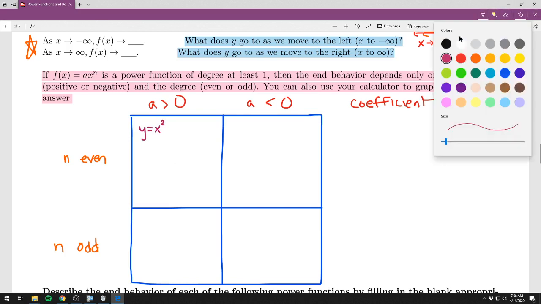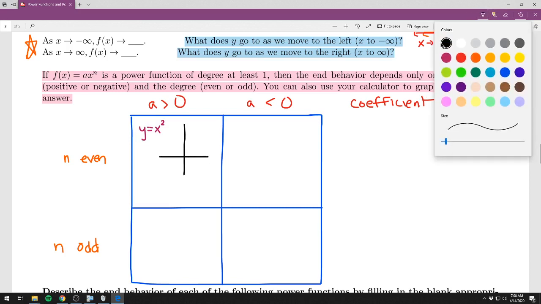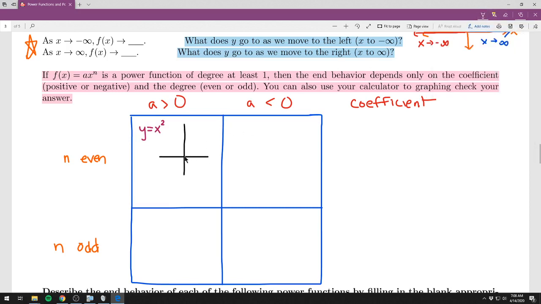Now, hopefully you are familiar with that. You remember what the parabola looks like. If not, just graph it in your calculator, which we'll do in a minute. But it's that U shape.